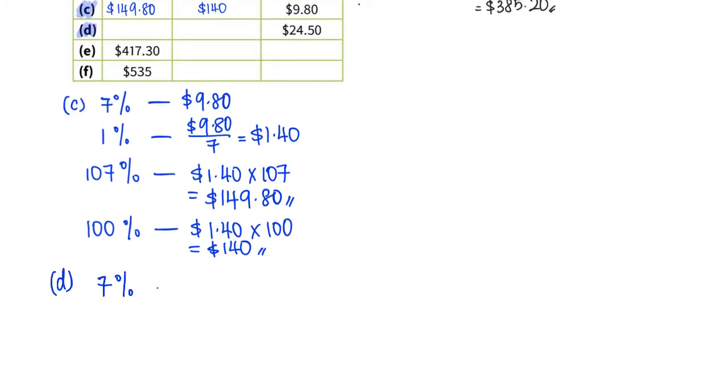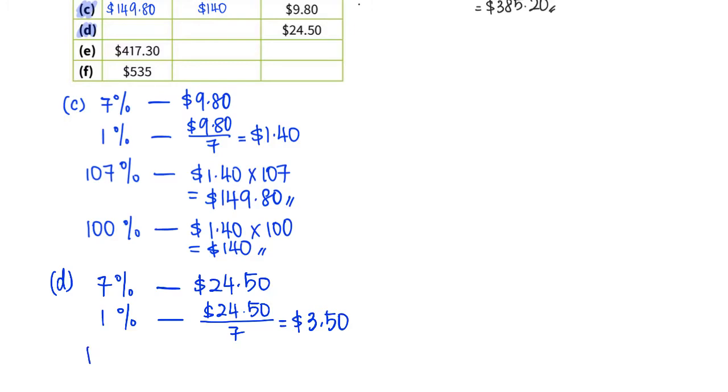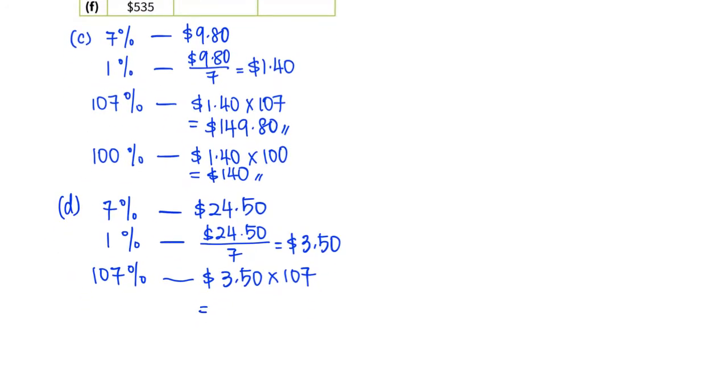Given 7%, GST is $24.50. Find 1% first, because this will hold the key to find. This will be $3.50, and therefore I will be able to get my 107%, this includes the GST, times 107. So this one would be equal to $374.50.